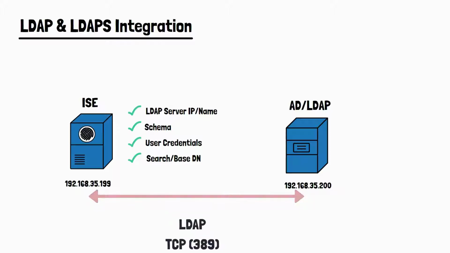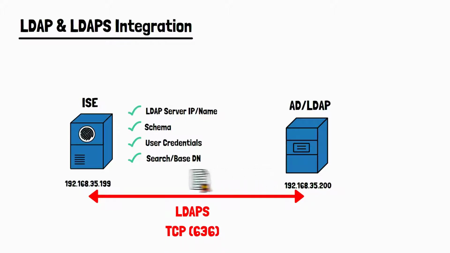Now when it comes to LDAPS or LDAP Secure, things are roughly the same except that it uses TCP port 636 and it uses certificates for secure communication. And the majority of this lab will revolve around LDAP Secure.